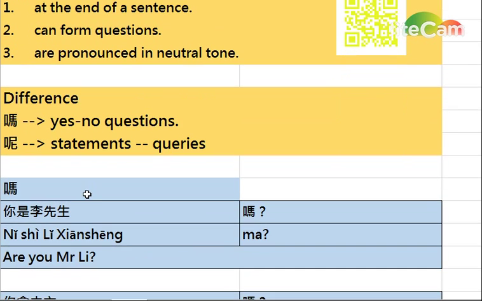And for differences, firstly, the particle ma is used to turn a statement into yes-no questions. And the particle ne turns the statements into queries, amongst other things. And now let's look at the 2 particles in detail.